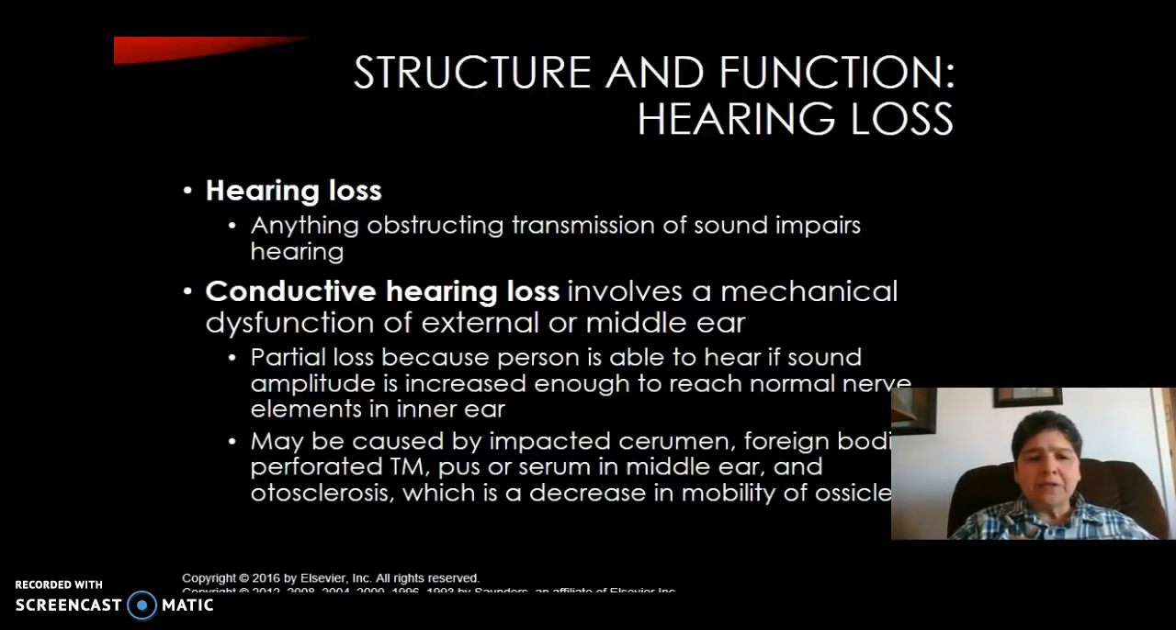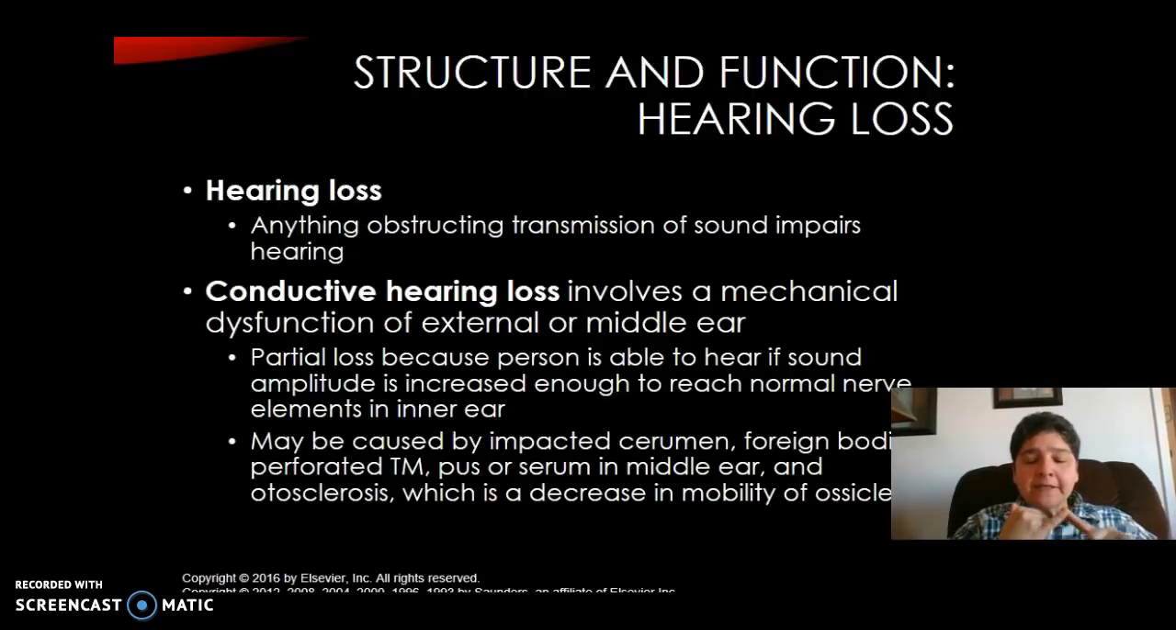I'd like to back that up just a second. Otoliths and otosclerosis are different things. So go back and change that. An otolith is a stone, and that would be a mechanical, a foreign body. Otosclerosis is hardening of those ossicles so they don't move as well as they should. I'm sorry, I got ahead of myself when I saw the word otosclerosis.